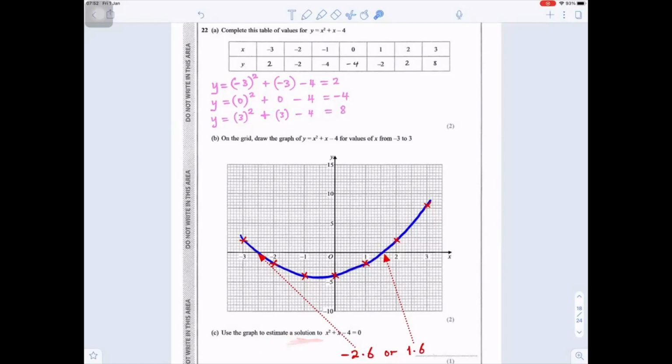Solution means to find where it crosses the x-axis. This is the x-axis. That red line I've drawn there represents the x-axis. Where does the blue line cross it? It crosses that x-axis at 2 points. This point there and this point there. And whatever that point is, is the solution. So when they say use the graph to estimate solution, look at those points. And that point there is about minus 2.6. That's one of them. And this one on the right side is about 1.6. It's an estimate, so your own answer may be slightly different.